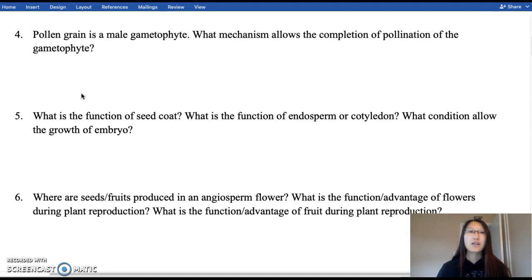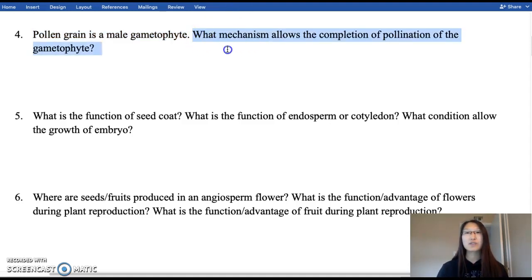Next question is, pollen grain is a male gametophyte. This is something you have to know. Pollen is the male gametophyte. The reason why we call it gametophyte rather than gamete is because plants often have phases of gamete, the one-n phase versus the diploid two-n phase. For plants, the gamete phase, the one-n phase, is called gametophyte. So pollen grain is a male gametophyte, you should know that.